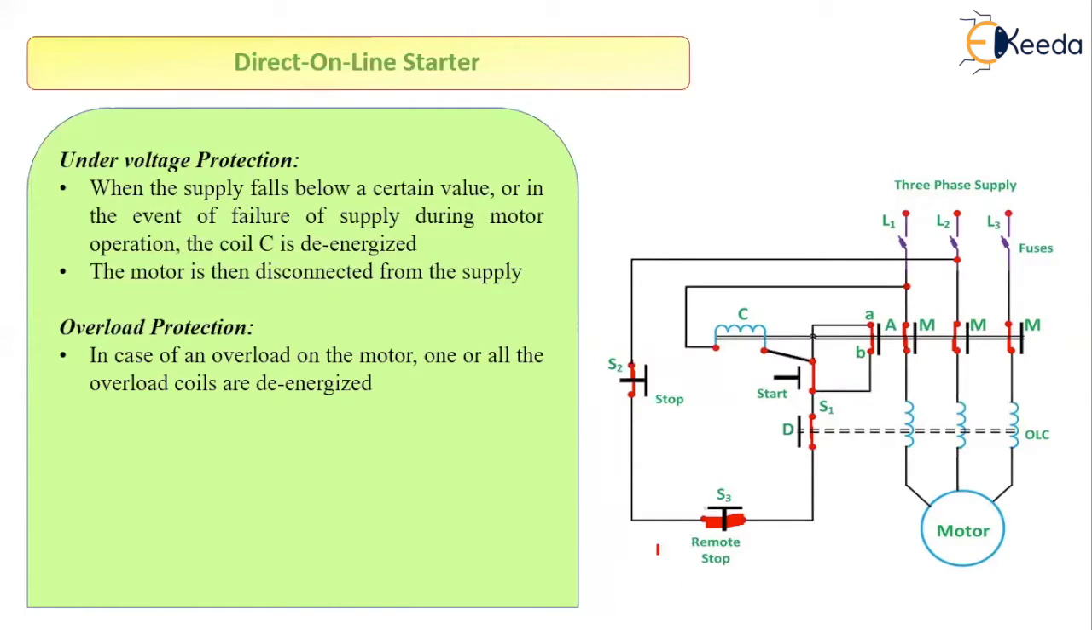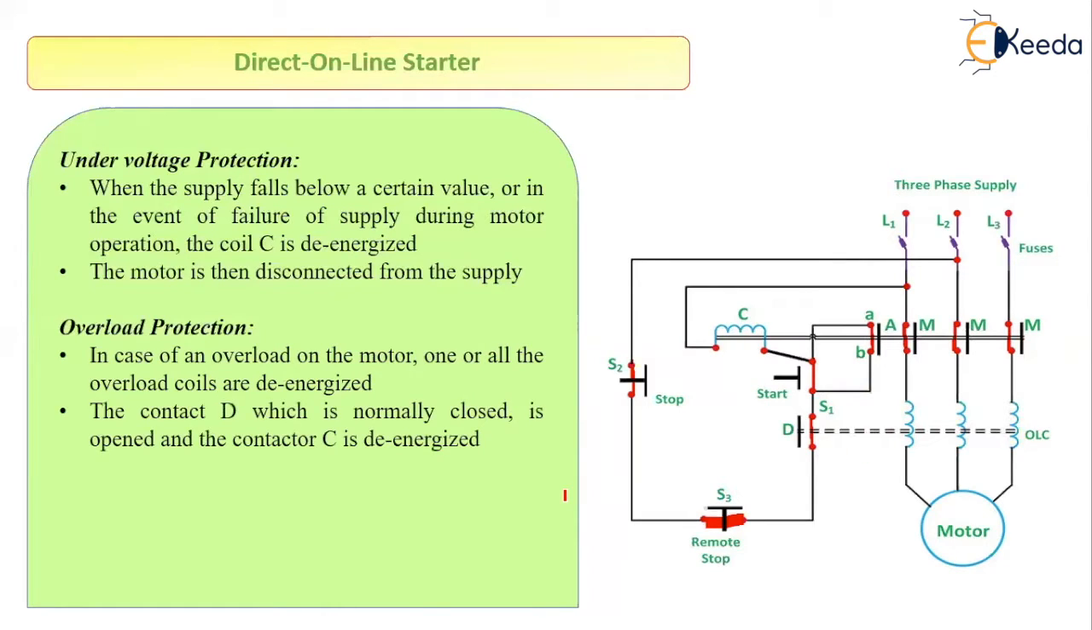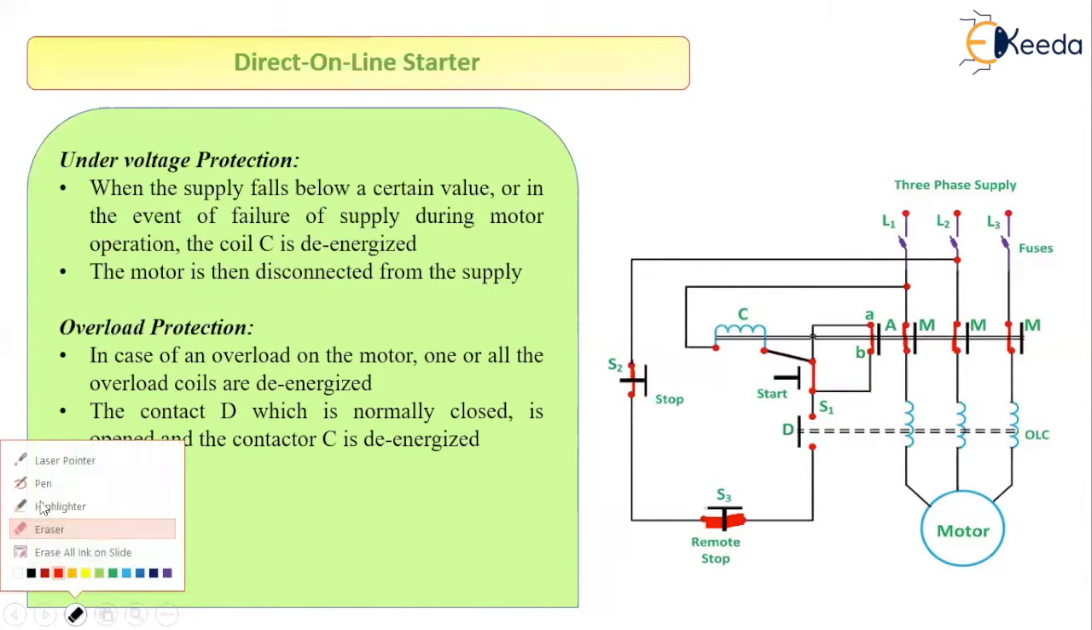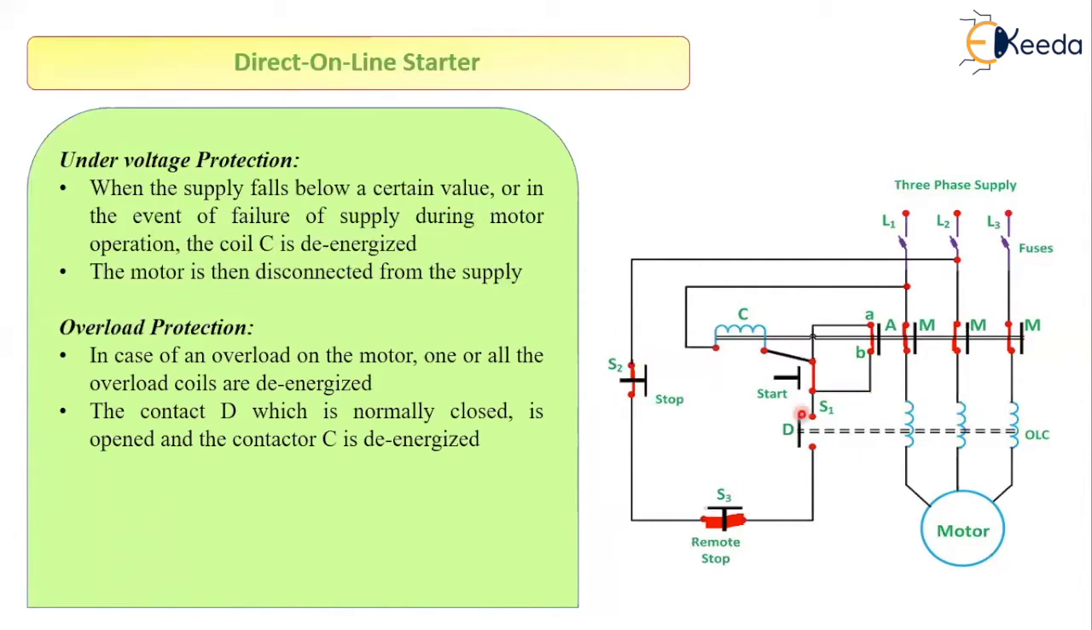One of the overload coils is de-energized. So these are our overload coils. You can see here, these three are overload coils. So these overload coils will be de-energized. Now as the overload coils are de-energized, this D contact which was closed will open. I'll show you how it is open. Okay, so now what has happened? My contact has opened.